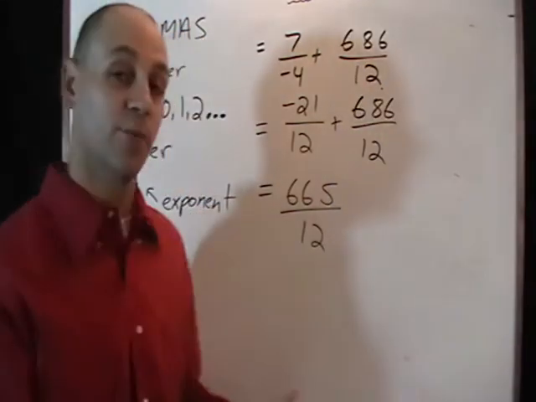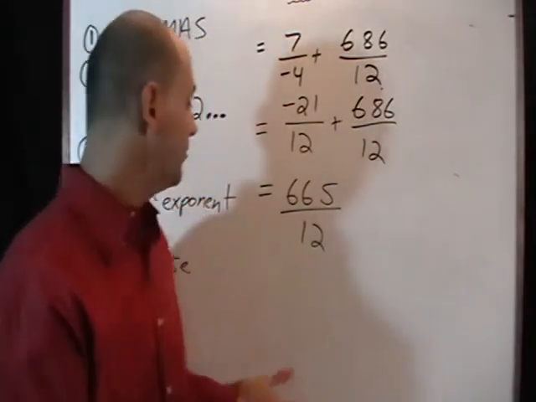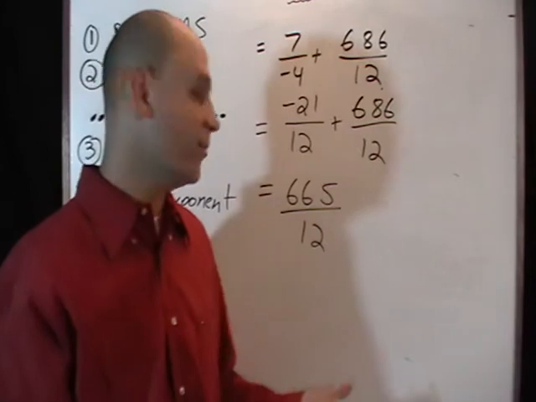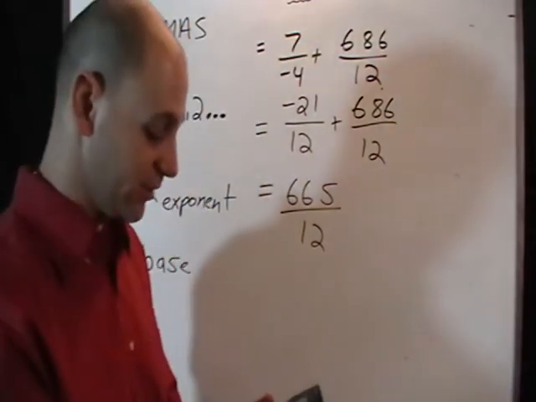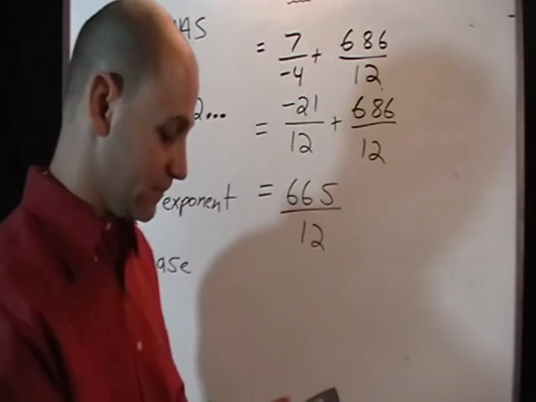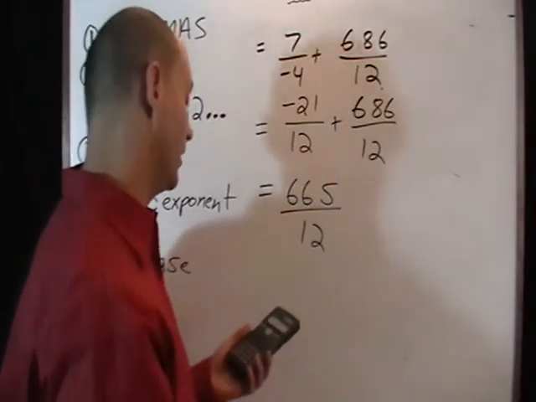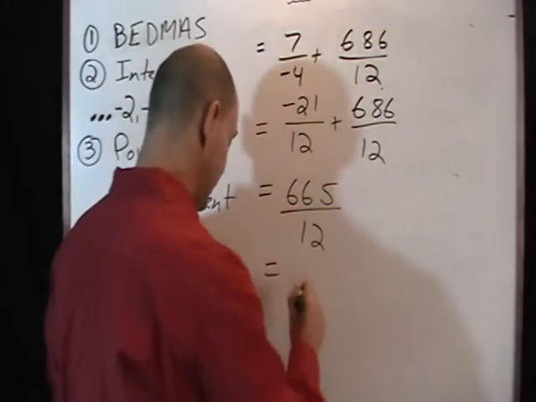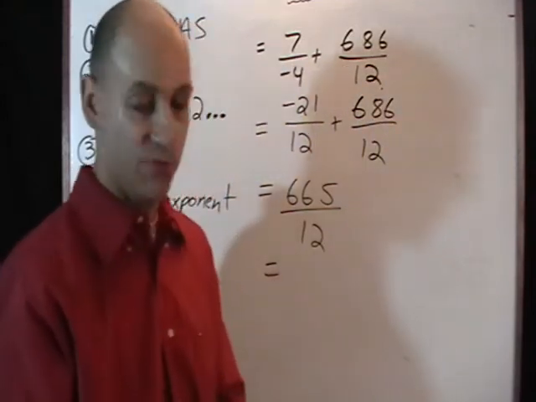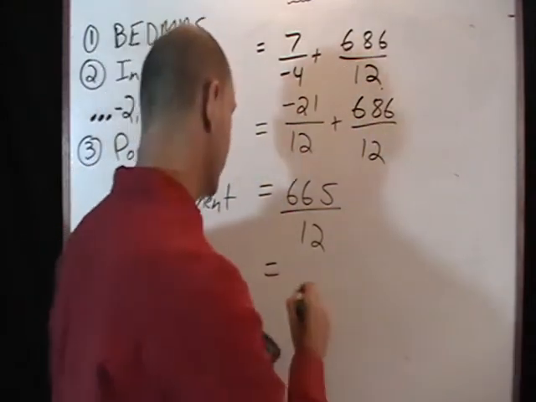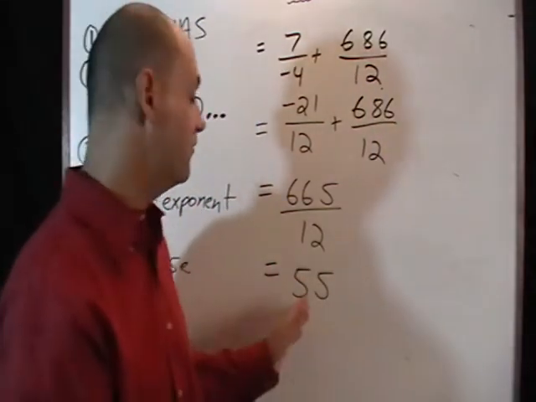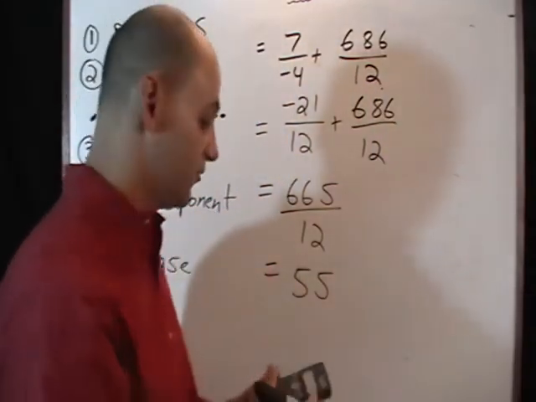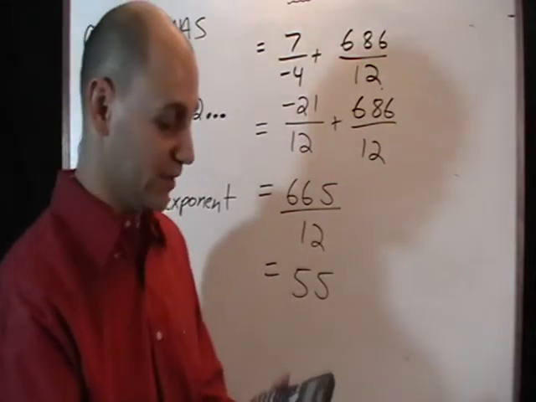So here we have the answer as an improper fraction, but you may want to convert that back into a mixed number, and there's lots of ways you can do that, but the way that I like to do it is to simply take out my calculator and divide it out. 665 divided by 12, and I get 55.41666 repeating, which means that I know the answer is going to be 55 and something, and the fraction is going to be equal to the 0.41666.